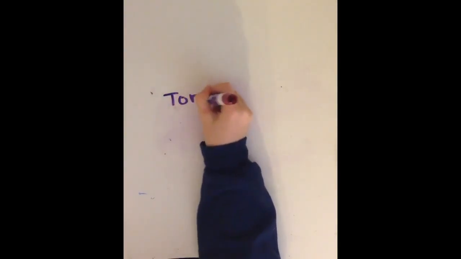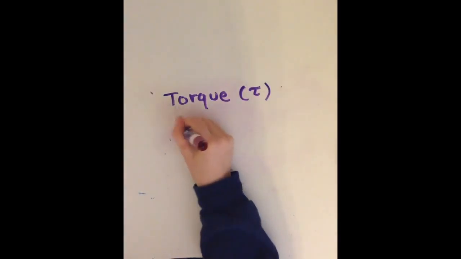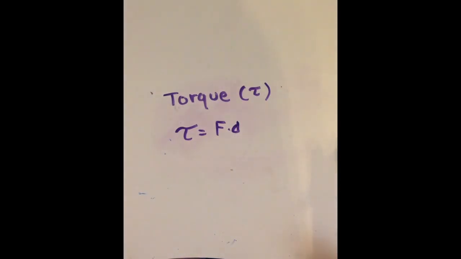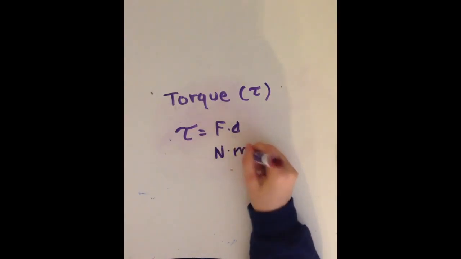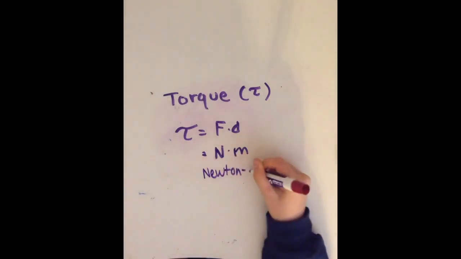The symbol for torque is a little squiggly T called tau, and the equation for torque is force times distance. So we know that force is measured in newtons and distance is measured in meters. So torque's unit is Newton meters.